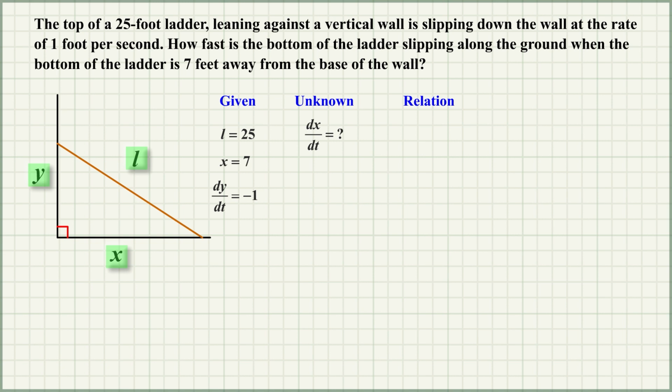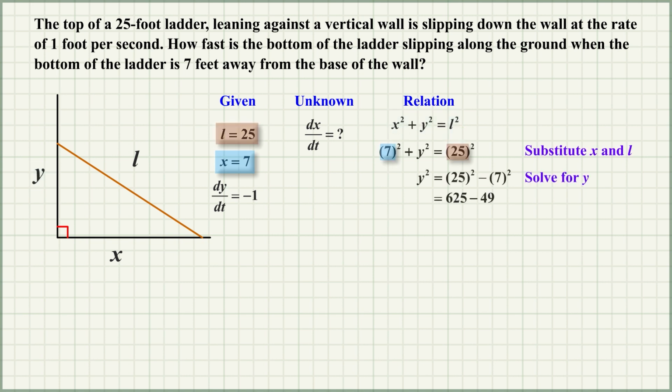We can relate the variables x, y, and L by using the Pythagorean theorem. In this case, x squared plus y squared equals L squared. We are going to use this relation to find the value of y when the bottom of the ladder is 7 away from the bottom of the wall.